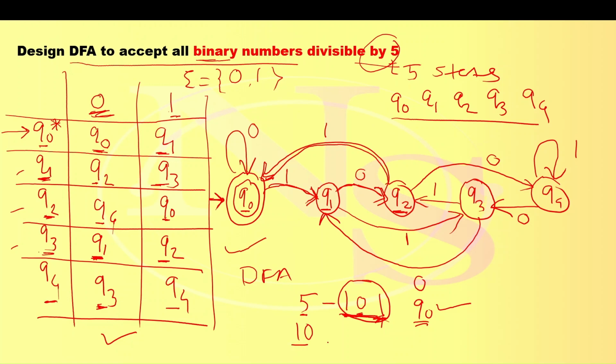You can verify for 10, you can verify for 15 or any number. Convert these numbers into binary, which becomes your string in terms of 1s and 0s, and verify whether these binary numbers divisible by 5 are accepted by this automata or not. After reading the string, the automata should go to the final state.